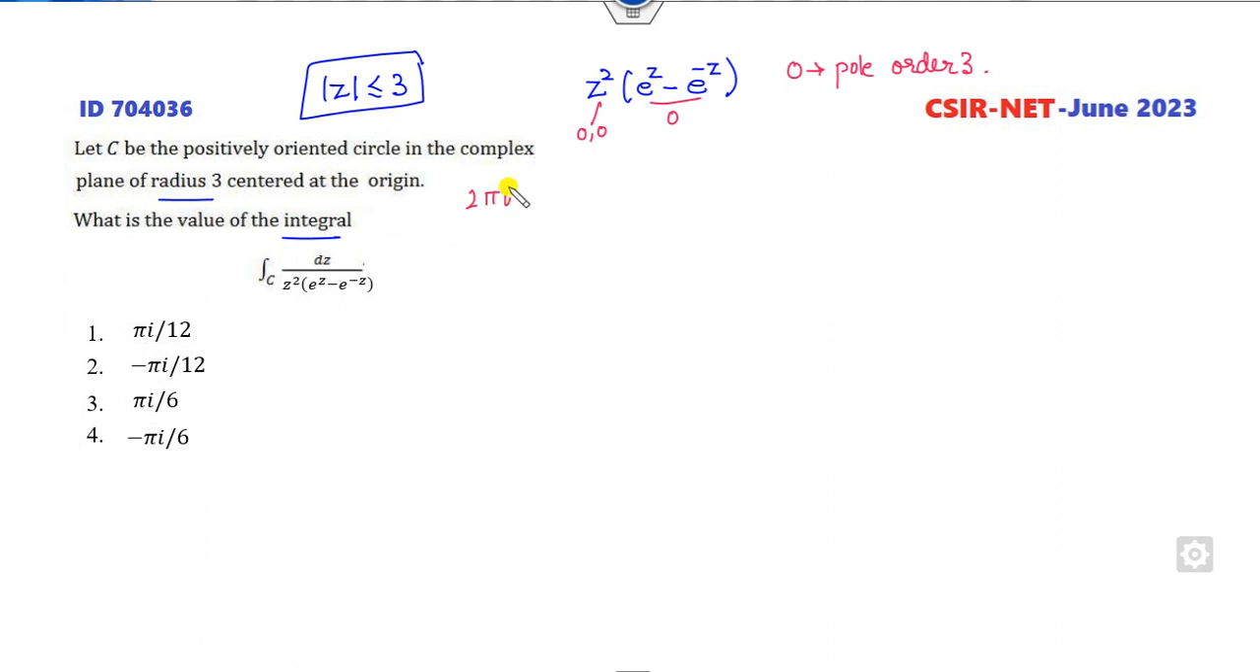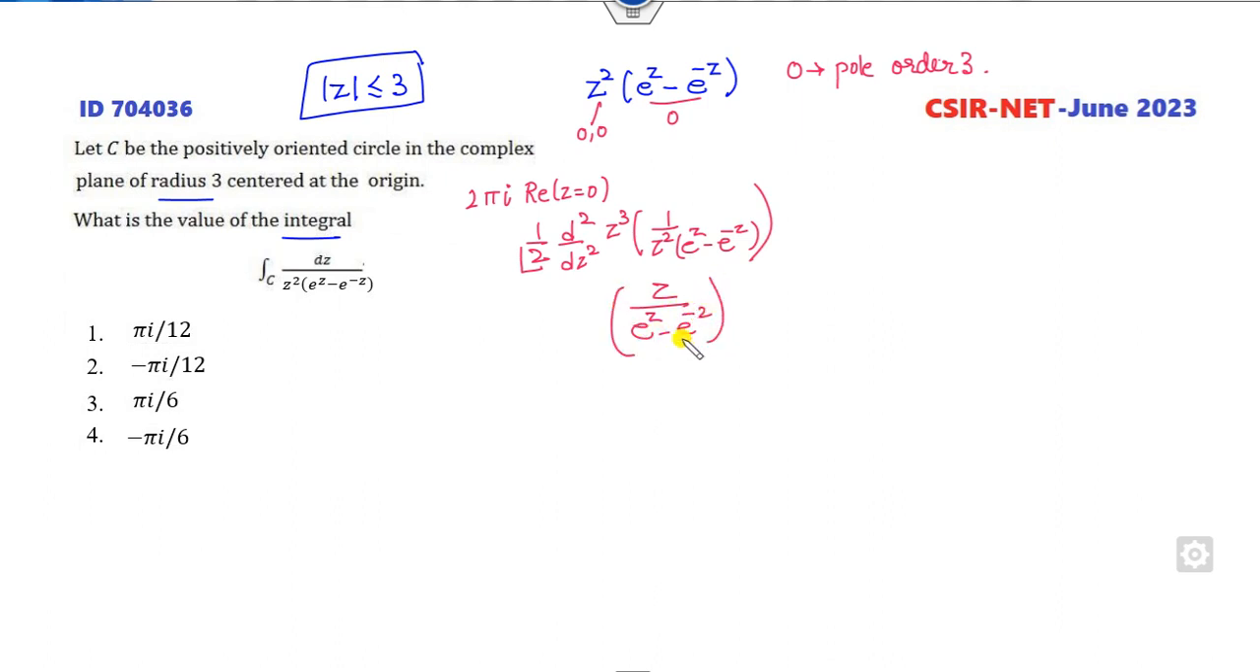So how can you find the residue? You can find 2 pi iota times the residue at z equal to 0. The order is 3, so I can write it as 1 by 2 factorial, the second derivative of 1 by z square times (e raised to power z minus e raised to power minus z). Clearly it is not an easy task to take the second derivative of this.